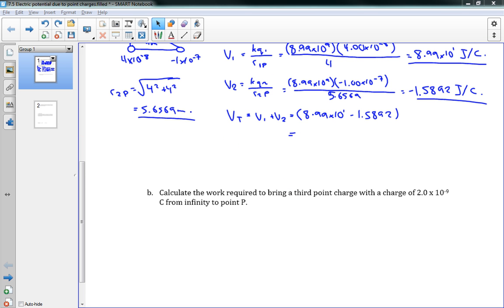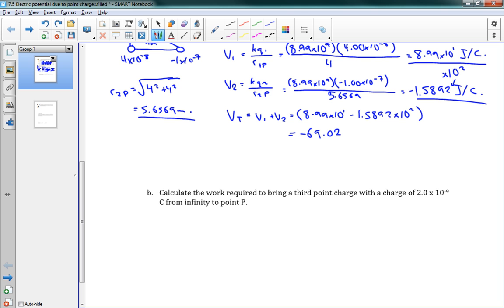Okay, I had a bit of an interruption there actually, but we're back to this, and I wanted to point out that there was a mistake. This negative 1.5892 was times 10 to the 2, and so that means that down here we have times 10 to the 2, and that's going to change our answer quite a bit. So now we get a negative number. Our answer is negative 69.02 joules per coulomb. Okay, so that is our final total electric potential at point P.